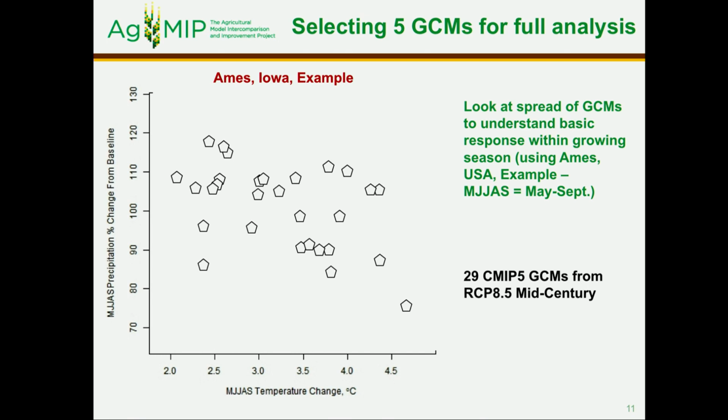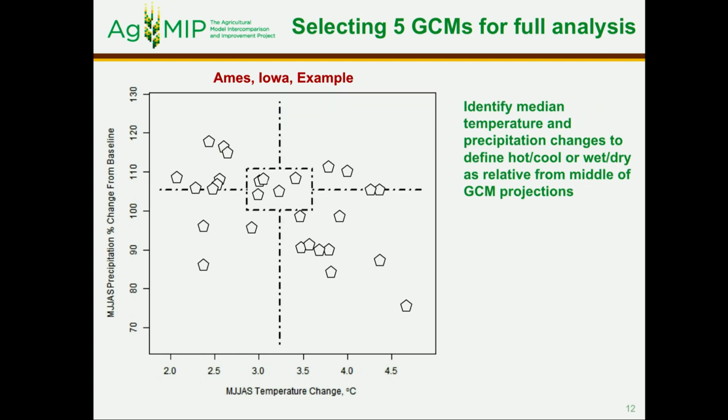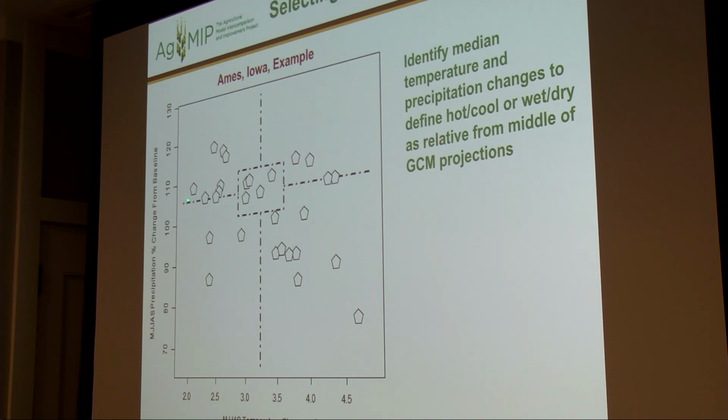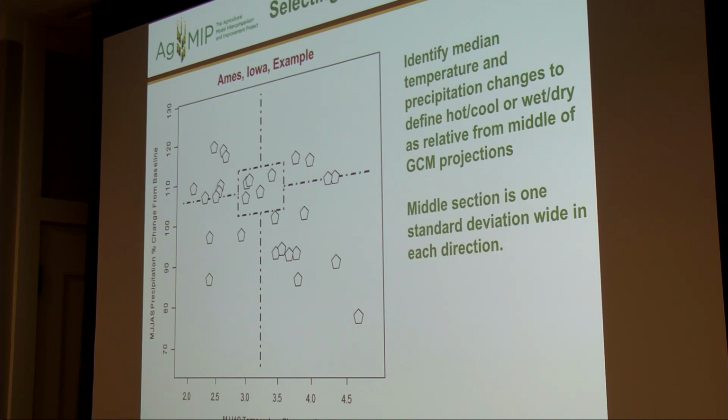And we have 29 different CMIP5 GCMs. This is mid-century RCP 8.5. So if we actually do the statistics of this distribution, you'll see that the median is a slight increase in rainfall and a temperature change of about 3.2, 3.3. But then we can actually create this middle section by taking 1 standard deviation across.